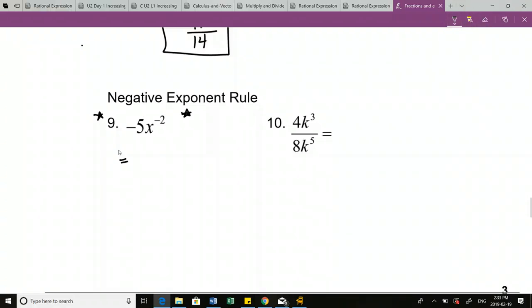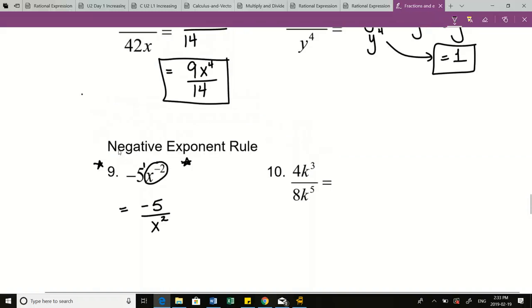So when I'm using the negative exponent rule, I actually only want to take the base of the negative exponent and obviously the exponent itself. So the negative 5 is actually going to remain in the numerator here, and I will move the x down and make its exponent positive. Okay, because the negative 5 has a positive exponent of 1. So that one stays where it's at.